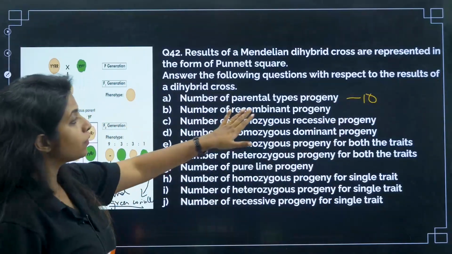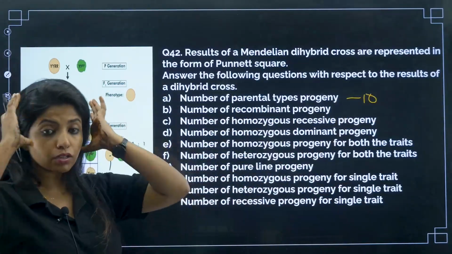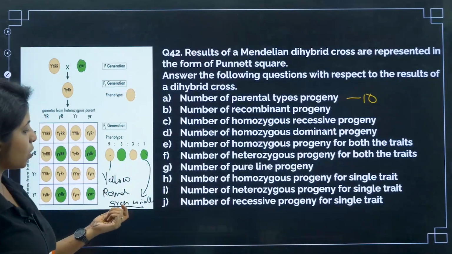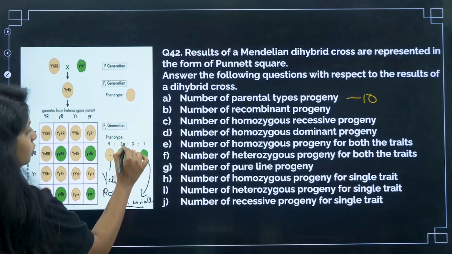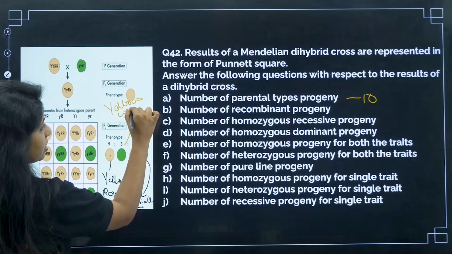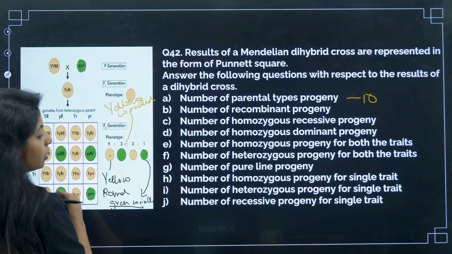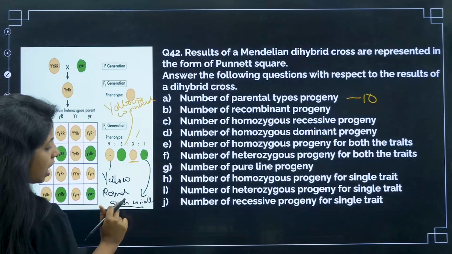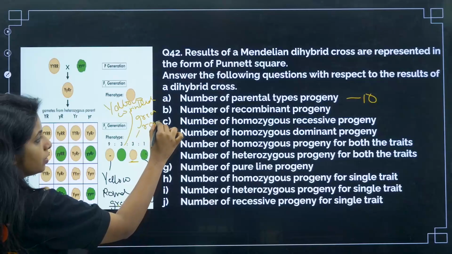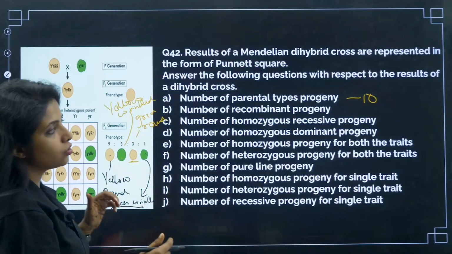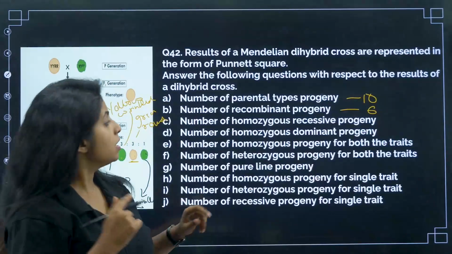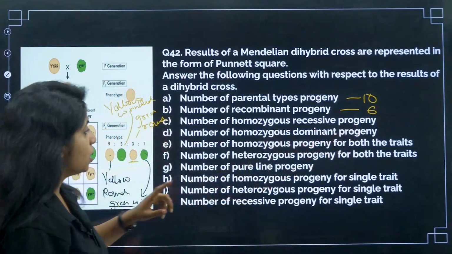Now, number of recombinant progeny, something that is not found in the parental generation. This is a new combination. Yellow was with round, green was with wrinkled. Now you have yellow with not round but wrinkled. 3 of them are yellow wrinkled, and 3 of them are green round. So green and round was never a combination, but now it is. 3 plus 3, my dear children, 6 of them are recombinant progeny. Cool?